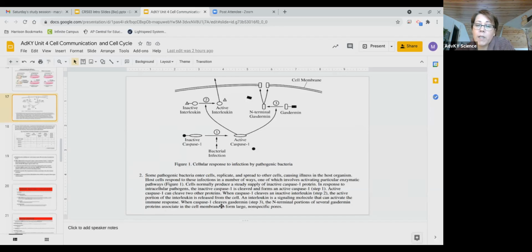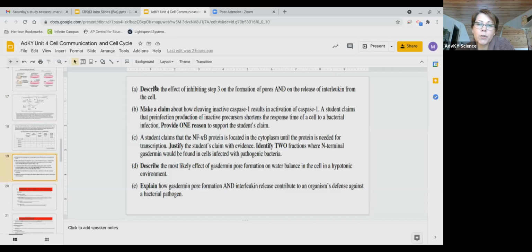When caspase-1 cleaves gasdermin, step 3, the N-terminal portions of several gasdermin proteins associate in the cell membrane to form large, non-specific pores. And so when I first looked at this picture, I was right. So I'm going to go to the question. So for part A, they want you to describe the effect of inhibiting, so we're stopping step 3, on the formation of pores and on the release of interleukin from the cell.